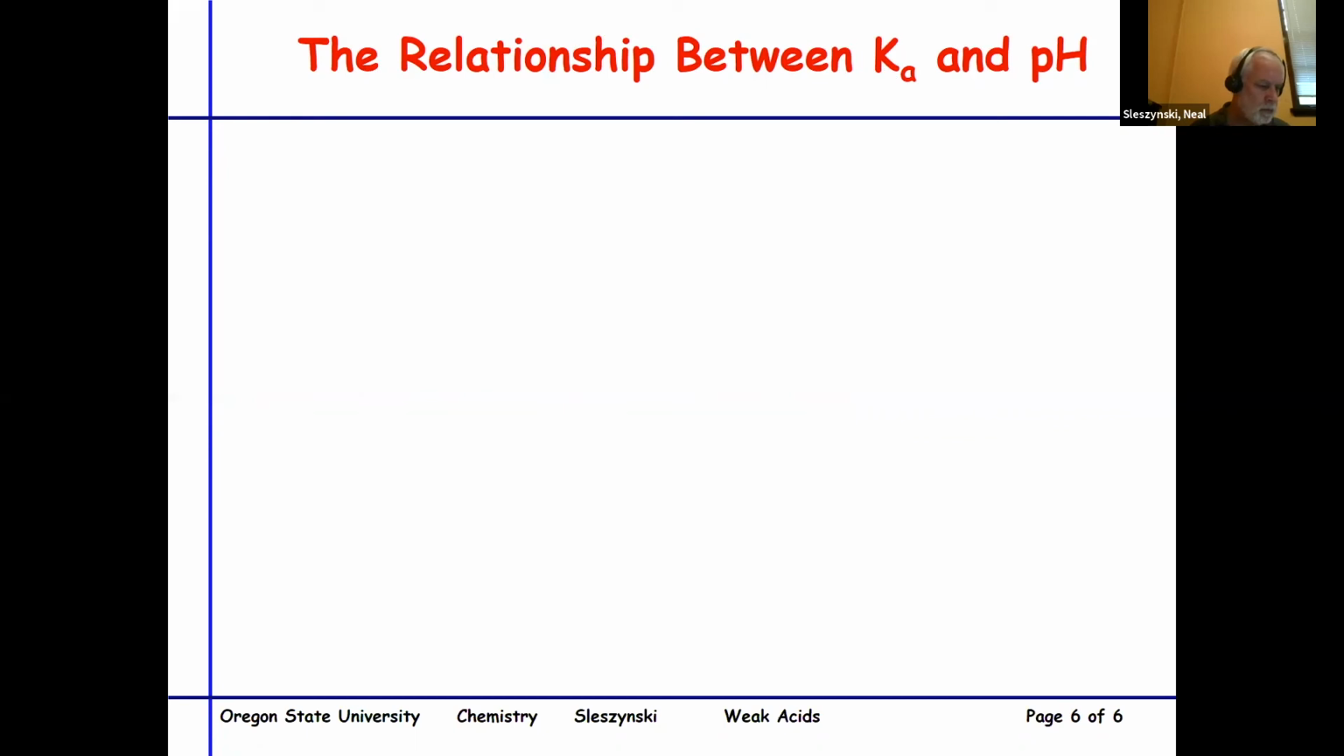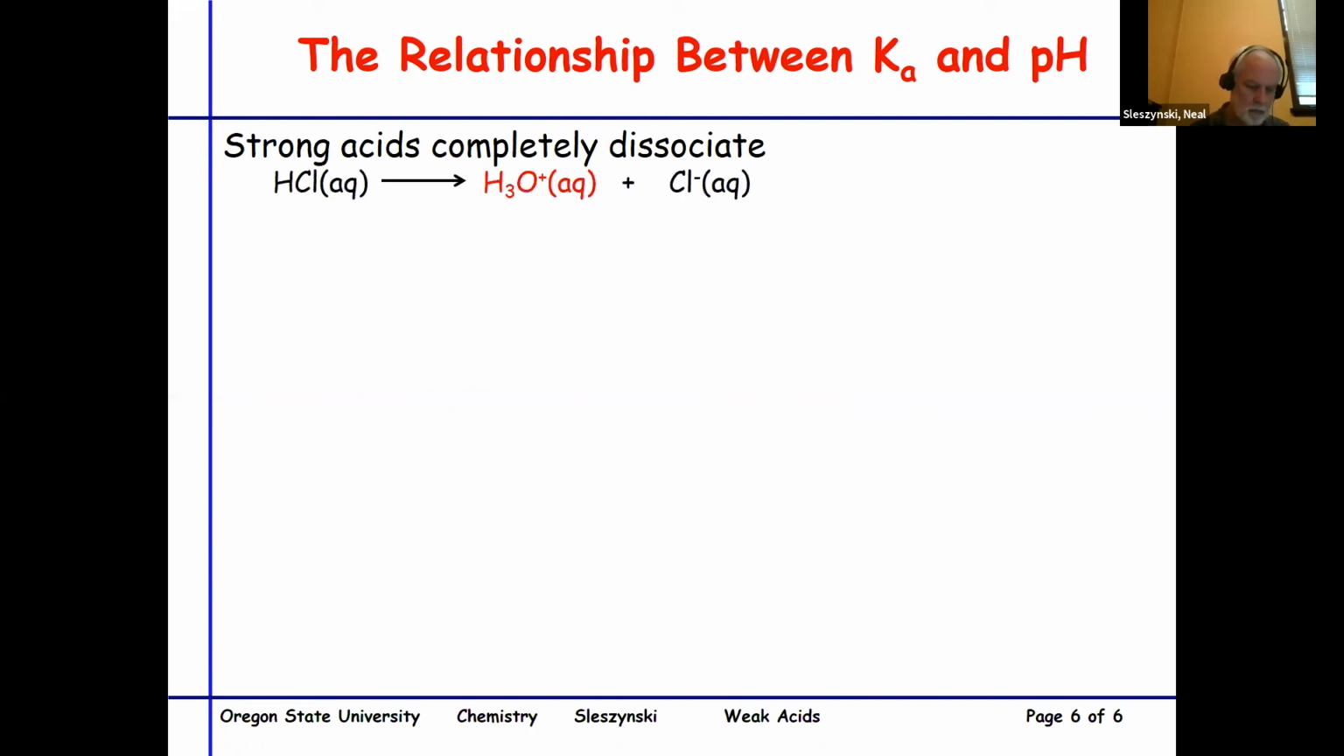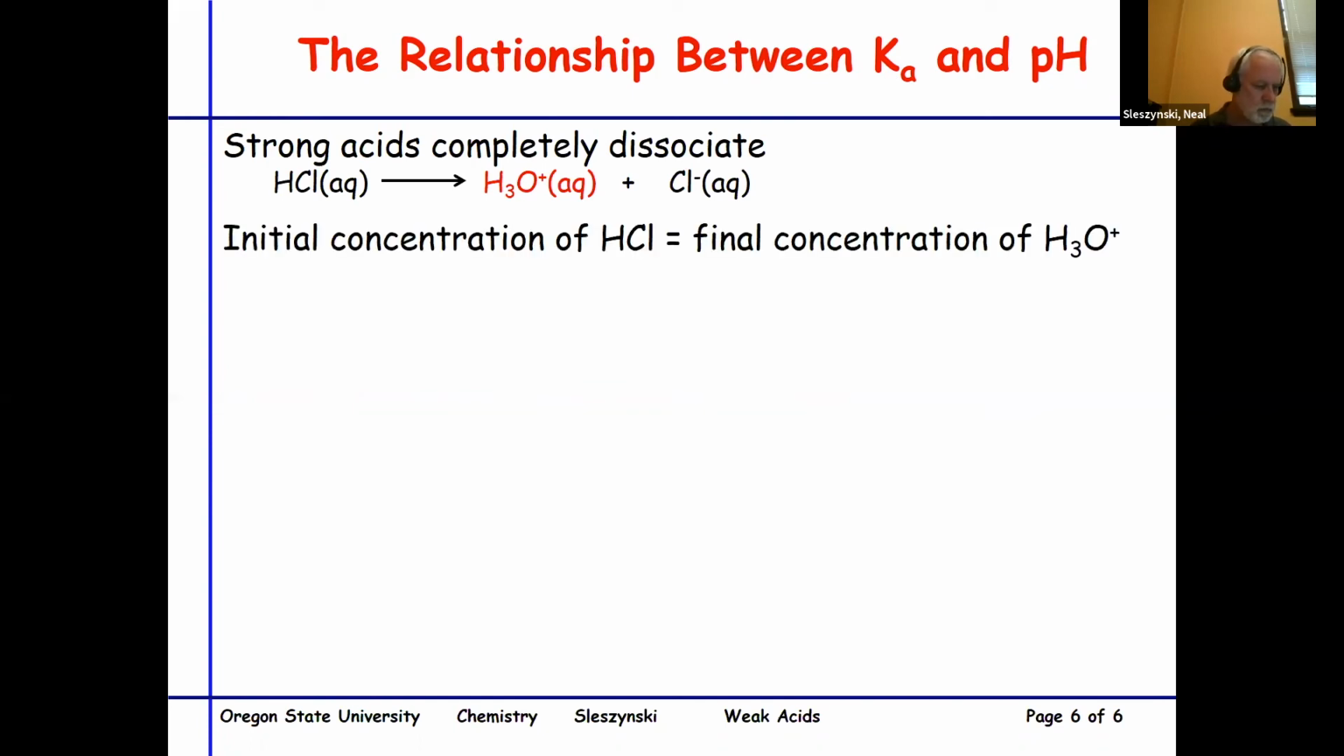Finally, let's talk about the relationship between Ka and pH. Strong acids completely dissolve in aqueous solution to form hydronium ion and the corresponding conjugate base, in this case chloride. The initial concentration of HCl equals the final concentration of hydronium ion, and since we know pH is the negative base 10 log of the hydronium ion concentration, we can easily calculate the pH just by substituting in the initial concentration of HCl that we put into the system.